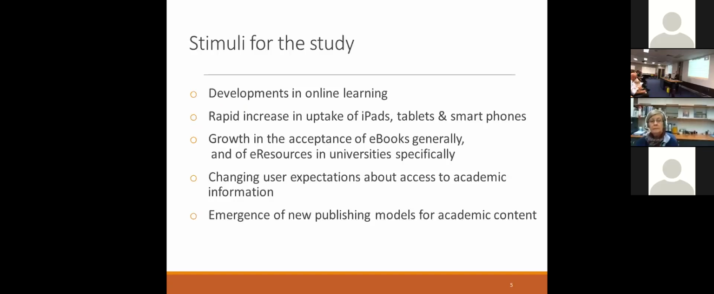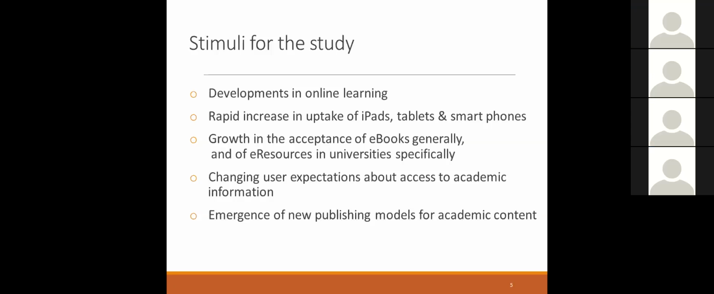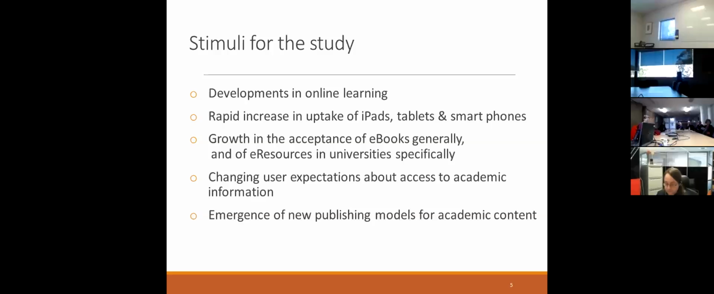The stimuli for the study way back in 2012 was the developments that were happening in online learning. And Alison mentioned this, and this is obviously still going on. A rapid increase in the uptake of digital devices, so iPads, tablets, smartphones. The acceptance of ebooks, which has certainly been a rapid increase in academic libraries in terms of the number of ebooks available to staff and students, but also the changing expectations as a result about access to academic content, different ways of doing it in a very mobile population, as we saw in the cartoons about being on the train and learning as you do things.